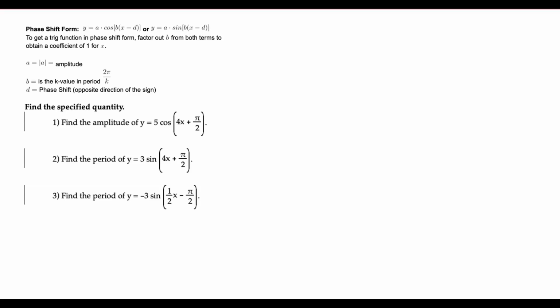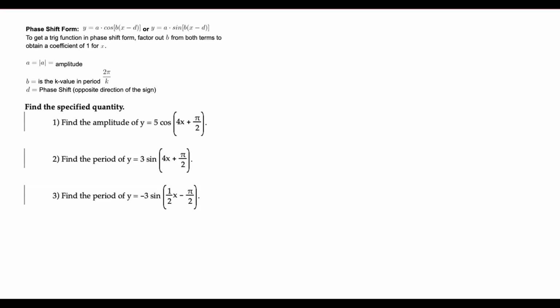Okay, we're going to continue our discussion of trigonometric graphs, and we're going to focus on sine and cosine. We're going to expand our discussion of phase shift form from the previous video. When we're discussing phase shift form, we have y equals a cosine of b times (x minus d), or y equals a sine of b times (x minus d).